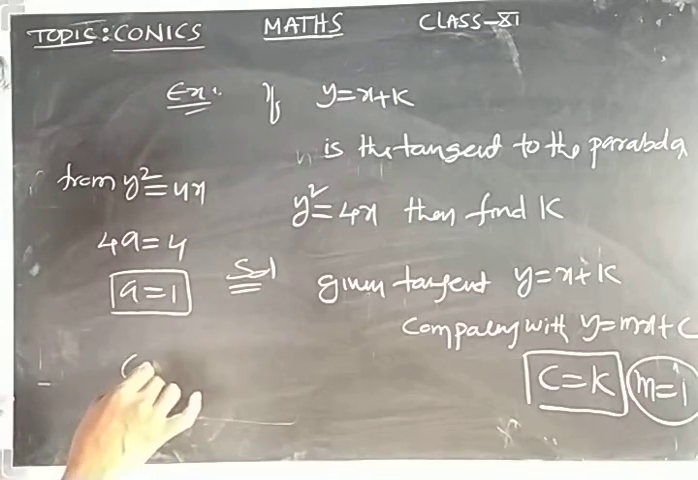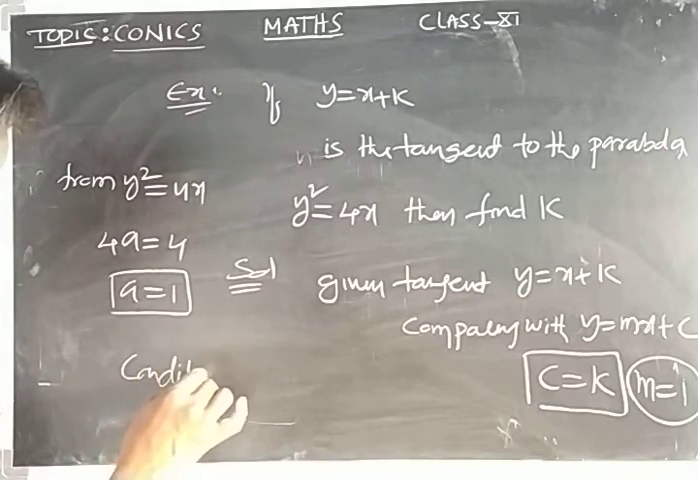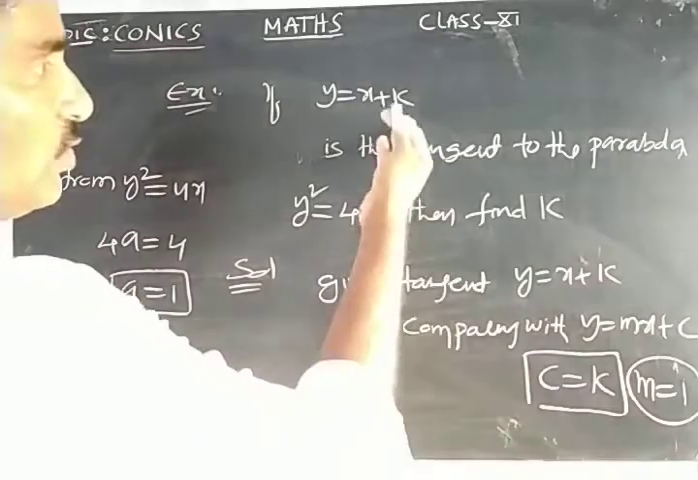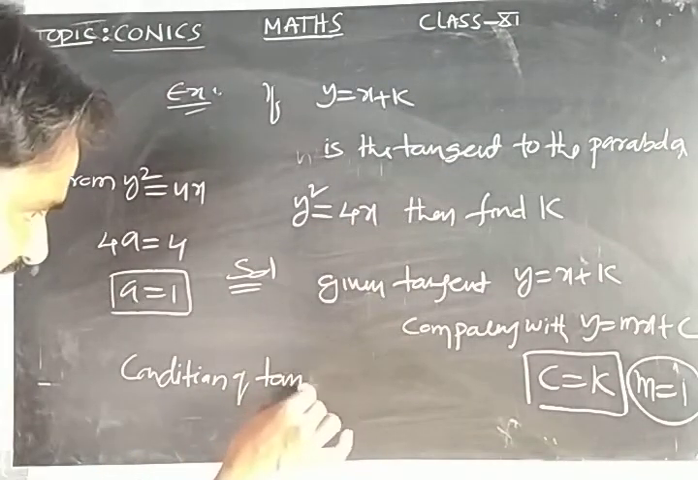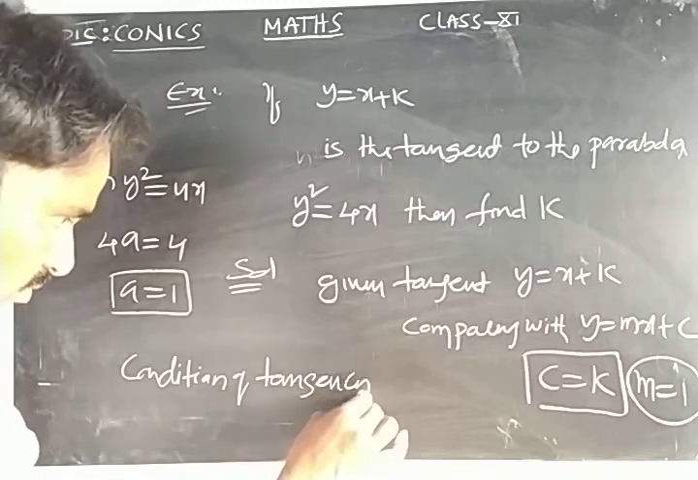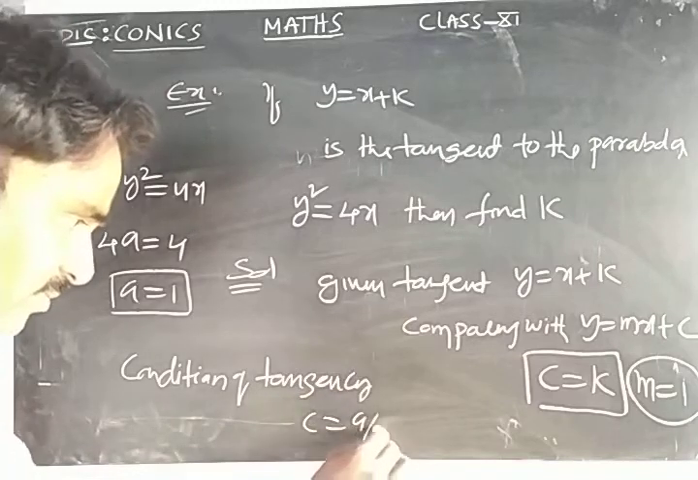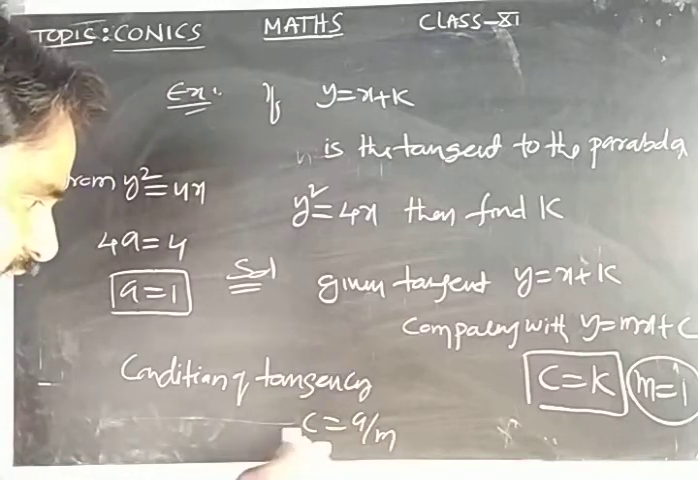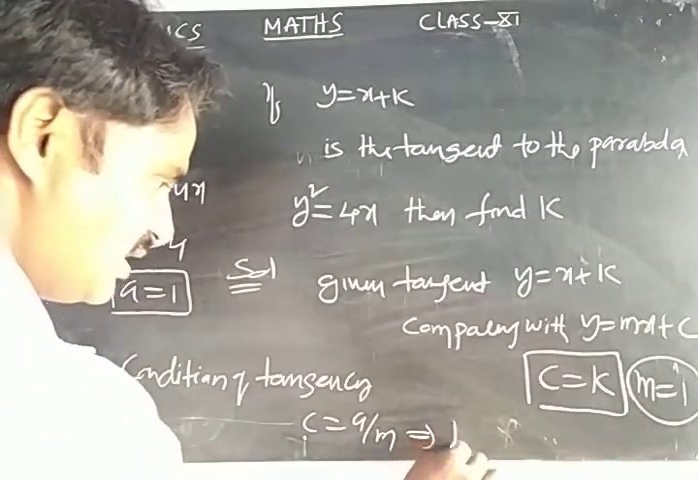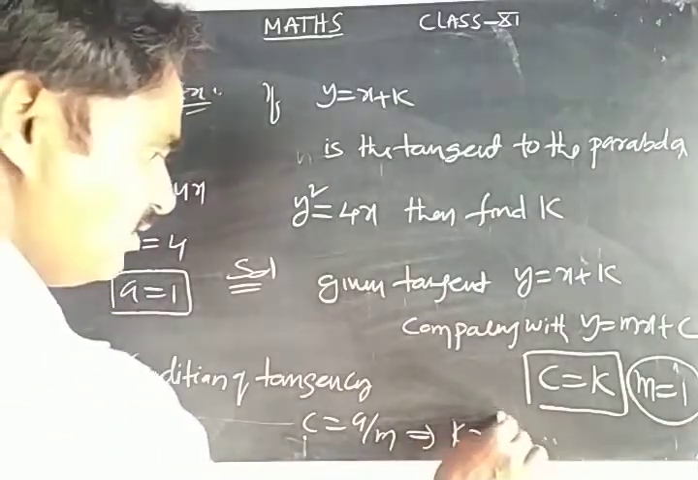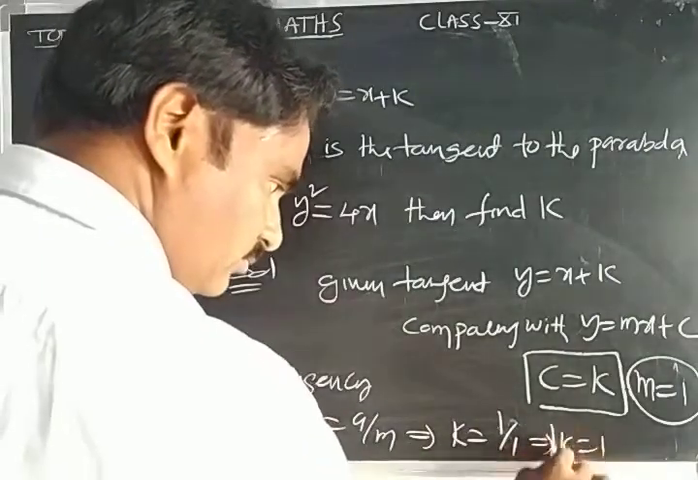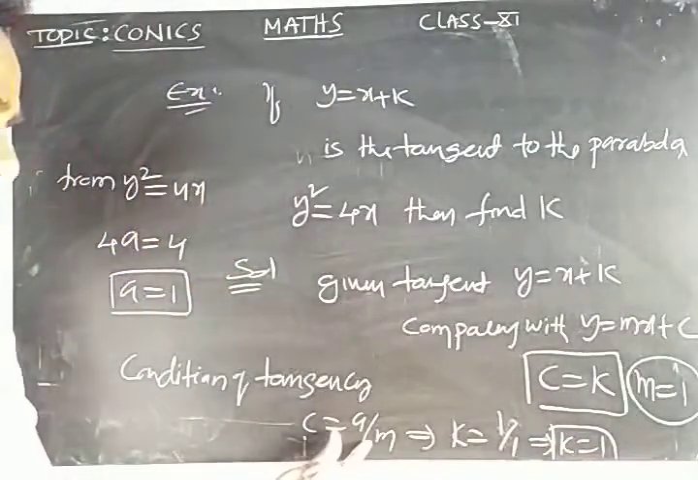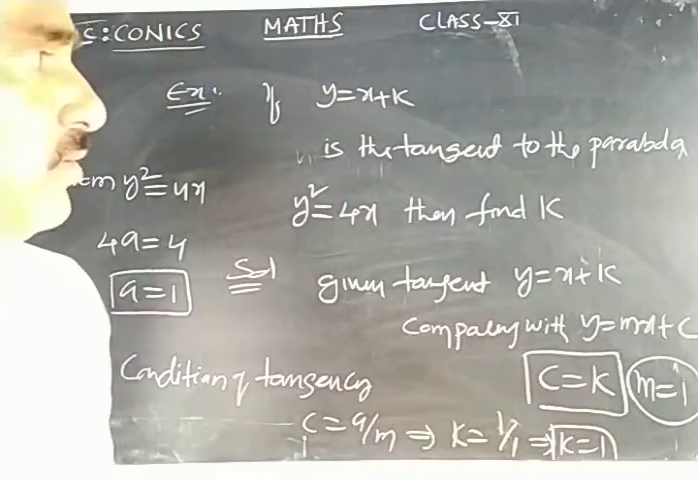Now, the condition of tangency, we know the condition of tangency. Why? Because it is tangent to the parabola, no? So I am using the condition of tangency: c equal to a by m. What is c? k. Here substitute the values: c is k, a is 1, m is 1. So the k value is 1. So I am using the condition of tangency to get the k value.